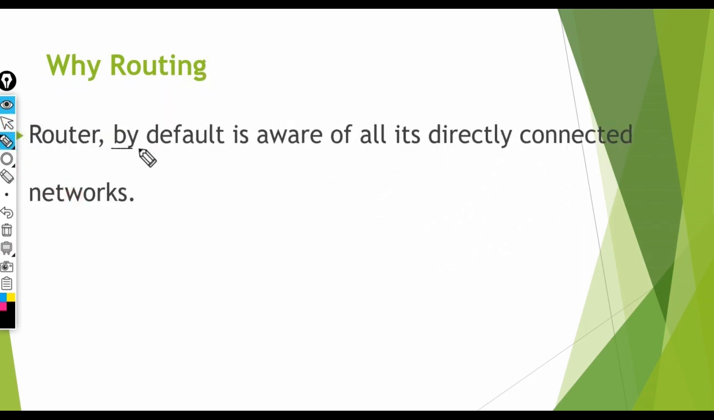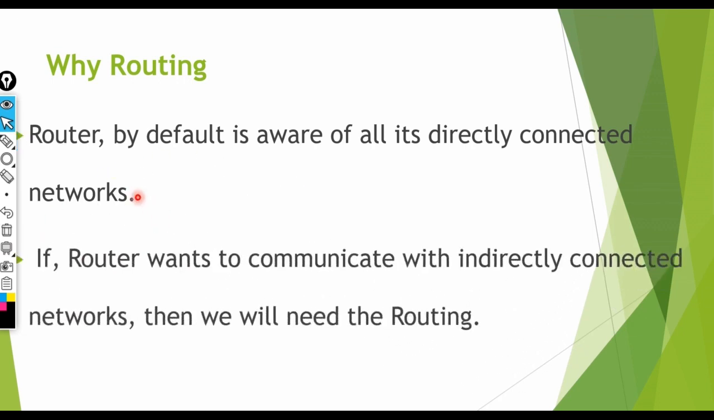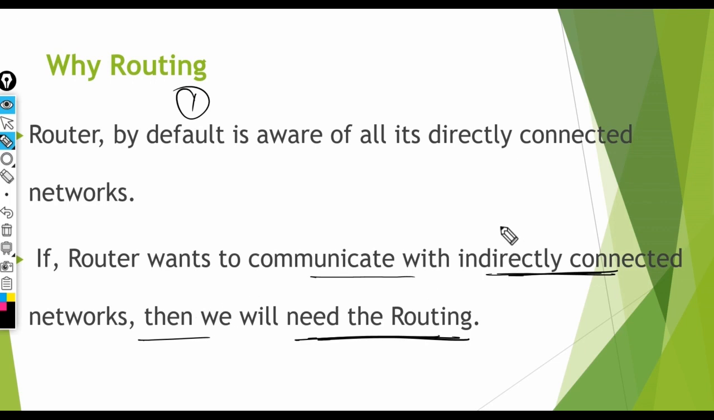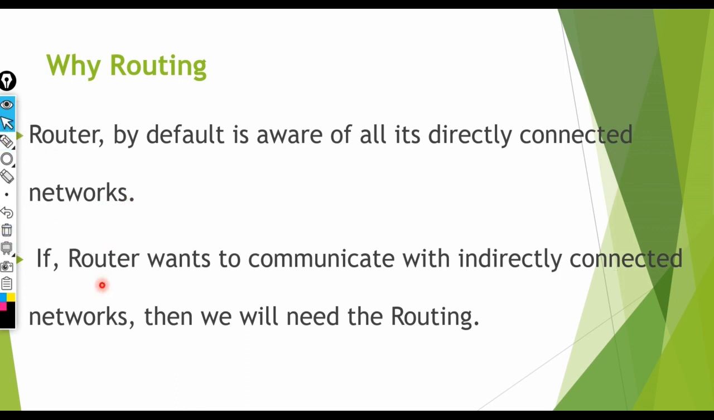Routers by default are aware of their directly connected networks. By default it is aware of your directly connected networks, and you do not need any kind of routing if you are communicating with directly connected networks. If a router wants to communicate with indirectly connected networks, then we need routing. So this is where your first scenario is matching. This is where your second scenario is matching. So I believe it is clear when you need routing.